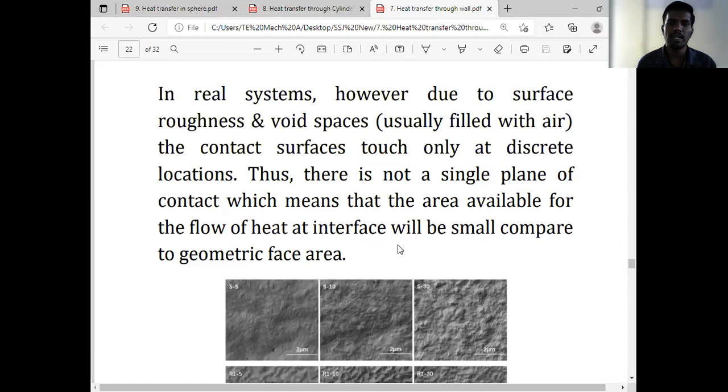There is not a single plane of contact, which means that the area available for the flow of heat at interface will be small compared to geometric face area. ओके, ज्यावेळेला परफेक्ट कॉन्टॅक्ट असणार आहे त्यावेळेला एरिया जास्त असणार आहे, ज्यावेळेला सरफेस रफ असेल त्यावेळेला काहीच पॉइंट टच मध्ये येणार आहे, त्यामुळे एरिया कमी होणार आहे.